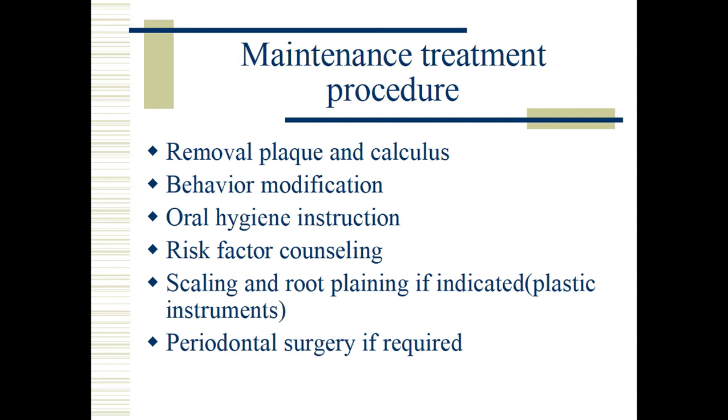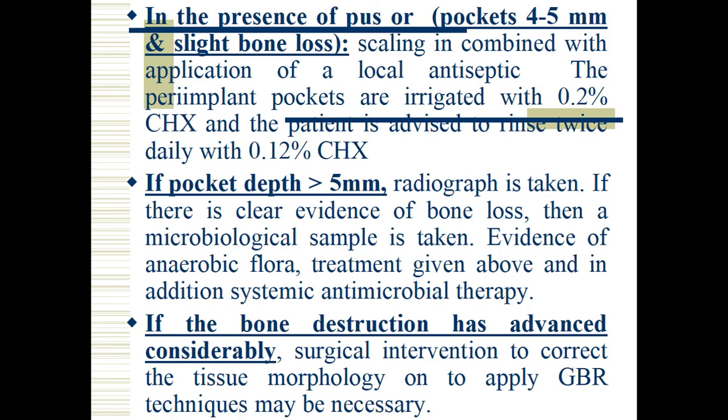Maintenance treatment procedure is removal of plaque and calculus, behavior modification, oral hygiene instruction, risk factor counseling, scaling and root planing if indicated, and it is done with a plastic instrument. Periodontal surgery if required. Let us see how this is done. If the presence of pus or pocket depth is greater than 4 to 5 mm and slight bone loss is there, then scaling is done along with application of local antiseptic. Then the peri-implant pocket is irrigated with 0.2% chlorhexidine and patient is advised to rinse twice daily with 0.12% chlorhexidine.